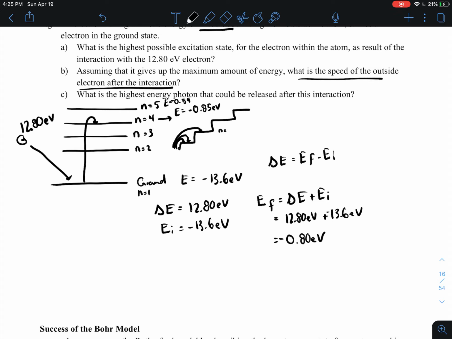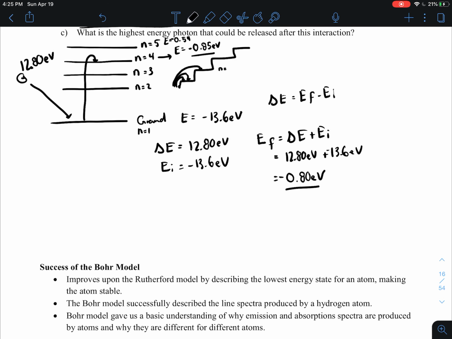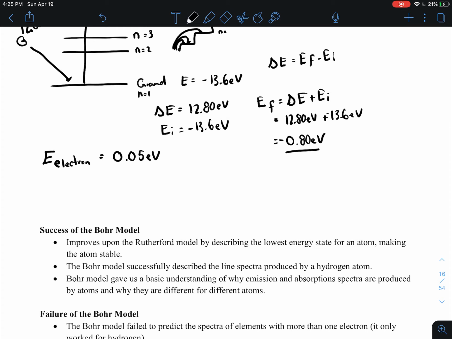The question says, what is the speed of the electron after this interaction? Because it should go to negative 0.80 but it only goes to negative 0.85, there's a difference of energy there. The electron will leave with the excess energy, the difference between. So the energy of the electron is equal to the energy it had minus what it actually took. Here we are dealing with 0.05 electron volts of energy. What speed is that?